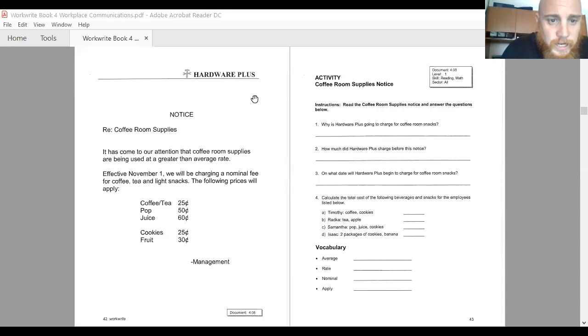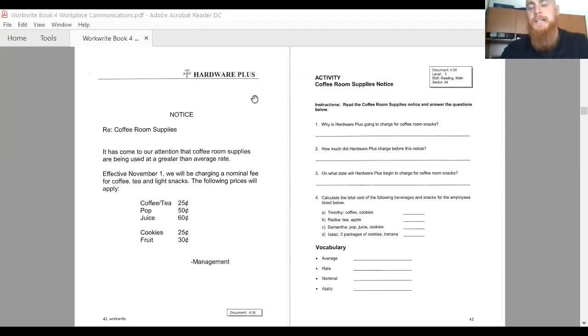It has come to our attention that coffee room supplies are being used at a greater than average rate. Effective November 1st, we will be charging a nominal fee for coffee, tea, and light snacks. The following prices will apply. Coffee, tea, 25 cents, etc. From management. Okay, so why is Hardware Plus going to charge for coffee room snacks?